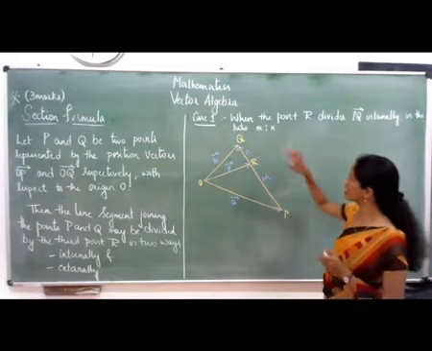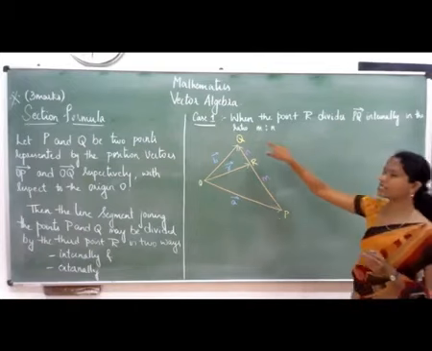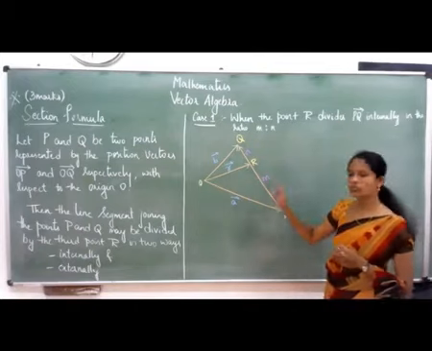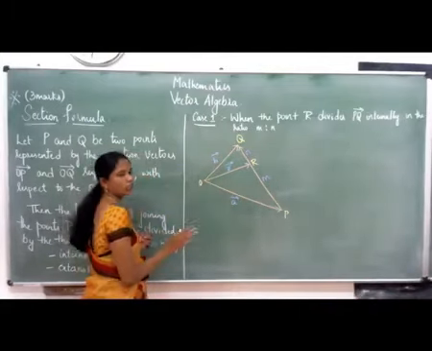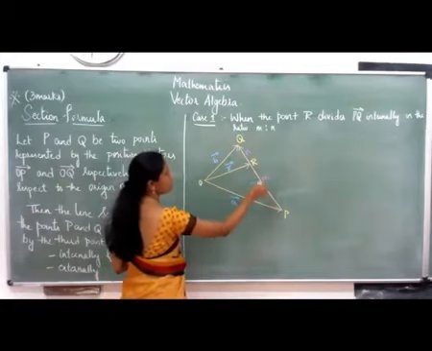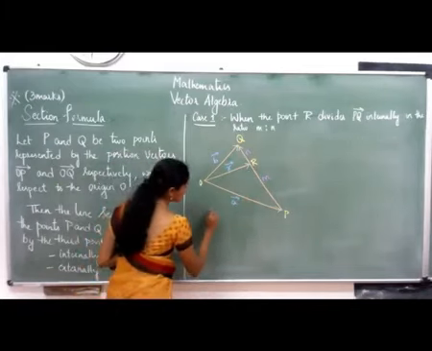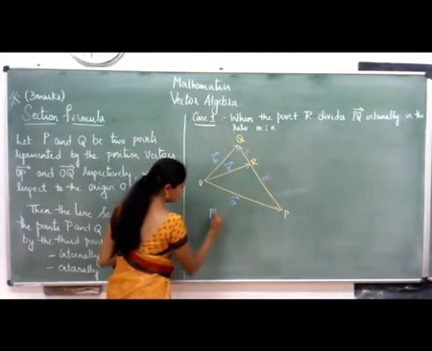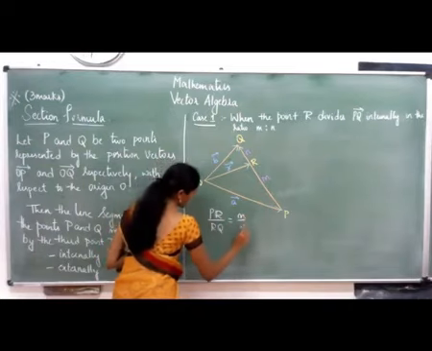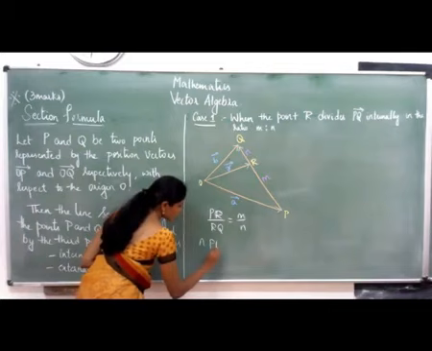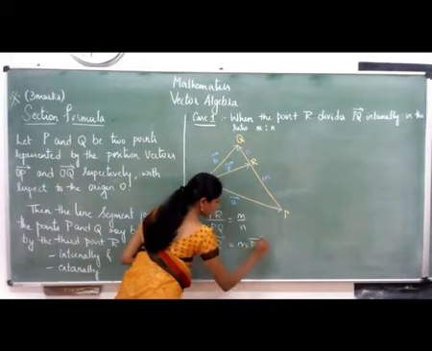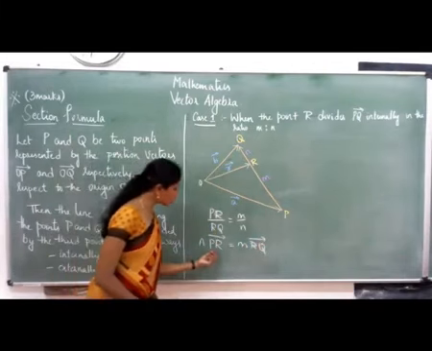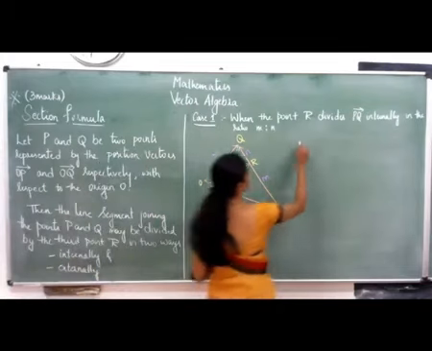Let us take up the first case where point R divides PQ in the ratio m:n internally. So according to that, the line segment PQ is divided by the point R in the ratio m:n. So we can write it as PR by RQ is equal to m by n. Therefore, n into vector PR is equal to m into vector RQ. Okay, so let us find what is PR and what is RQ.